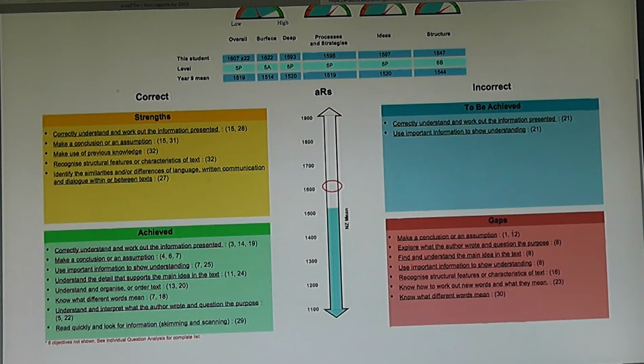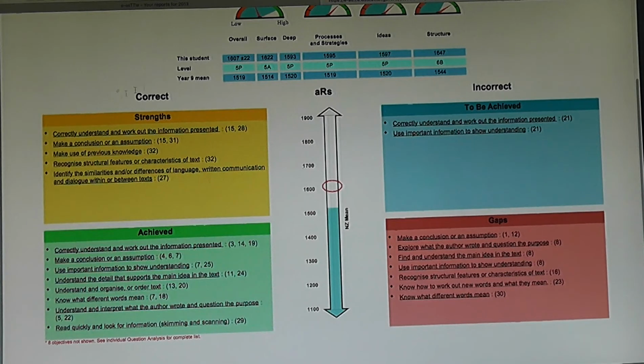Similarly down here in the gaps, it says here 1 and 12, make a conclusion or an assumption. She's got a couple of gaps over there, but on this side she's actually got 3 that provide us with evidence that she can do that. So sometimes she can and sometimes she can't.